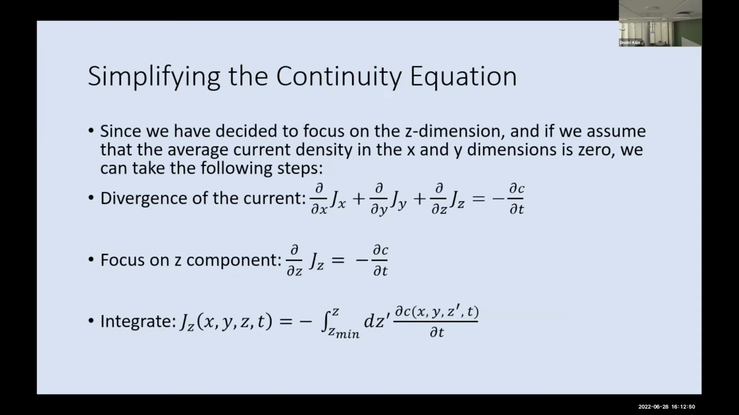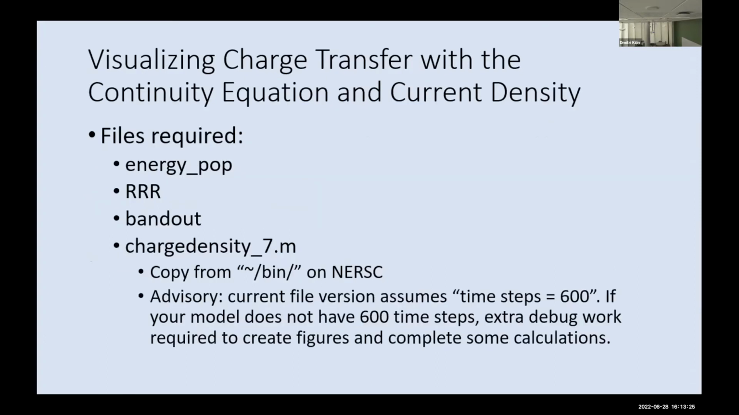Once we have that, we can continue to simplify our equation, since the current density, which I believe Mira will be talking about next, is a three-dimensional vector quantity. It has an X, Y, and Z component. Since we've made the choice to focus on the Z component, we can just assume the average current density in the X and Y directions is 0. So we can just focus on the Z part. We integrate it, and we get this expression for the current density.